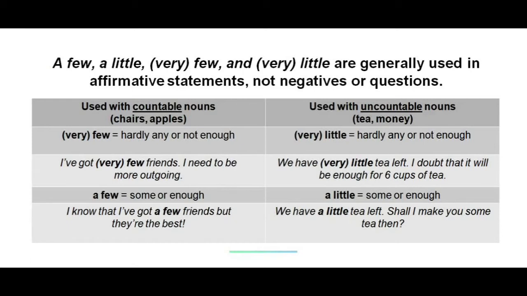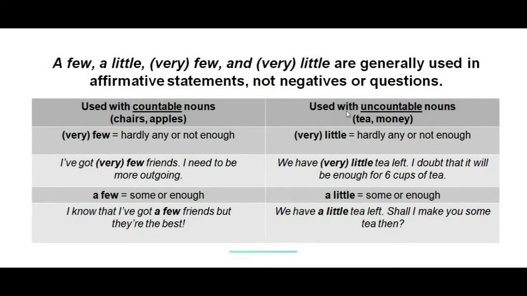A few, meaning some or enough. Have a look at the example below. I know that I've got a few friends, but they're the best. Again, friends is a countable noun.